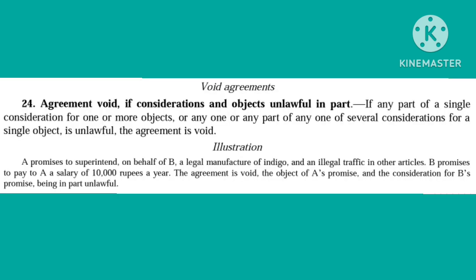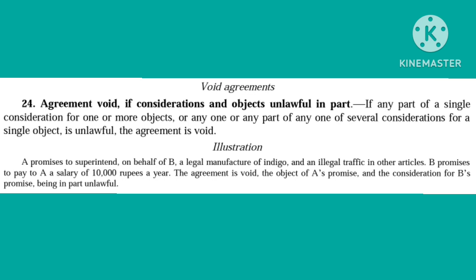Section 24: Agreement void if consideration and objects unlawful in part. Section 24 of the Indian Contract Act goes like this: If any part of a single consideration for one or more objects, or any one part of any one of several considerations for a single object, is unlawful, the agreement is void.